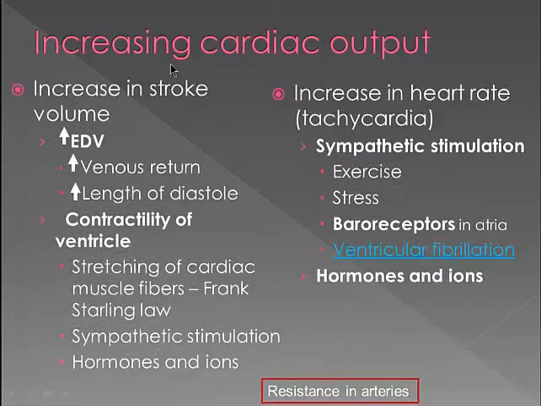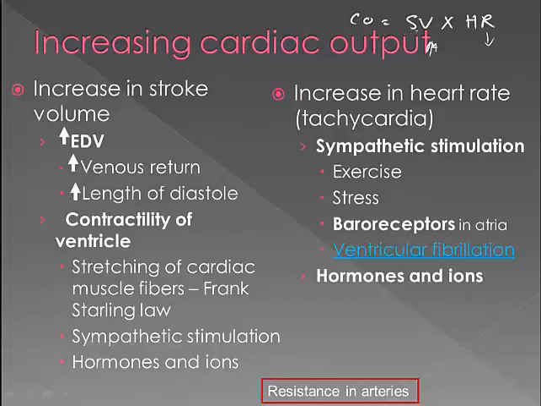Now let's see how we can increase cardiac output. So we must remember these parameters. Cardiac output is stroke volume times heart rate. So if you increase either one or you increase both, you can increase cardiac output. And we saw in athletes, while the heart rate is low, they increase their stroke volume. So that's how they are able to maintain it.